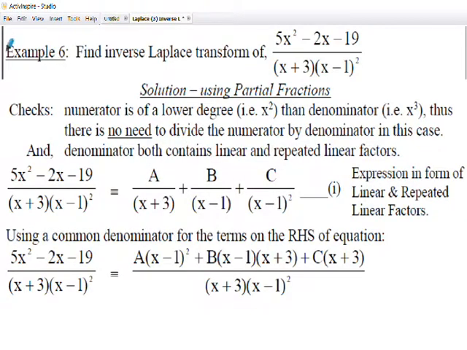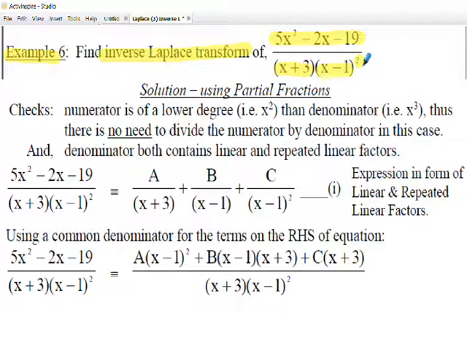Look at one more example, example 6 here. Looking at example 6 here, I'm asked to find the inverse Laplace transform of the function 5x squared minus 2x minus 19, all divided by x plus 3 in a bracket and x minus 1 all squared.